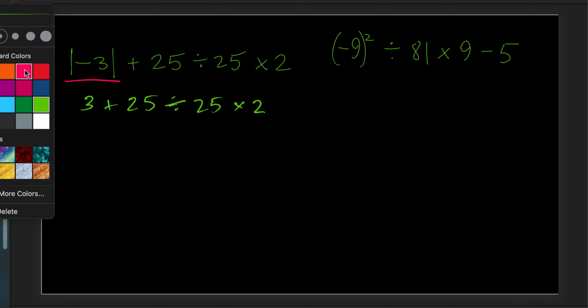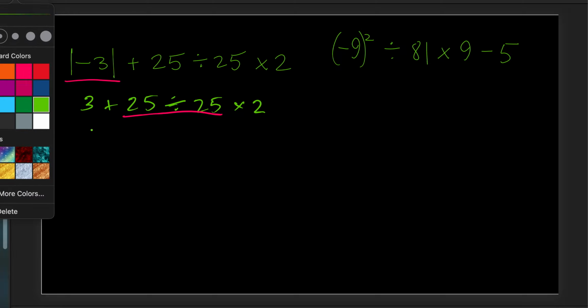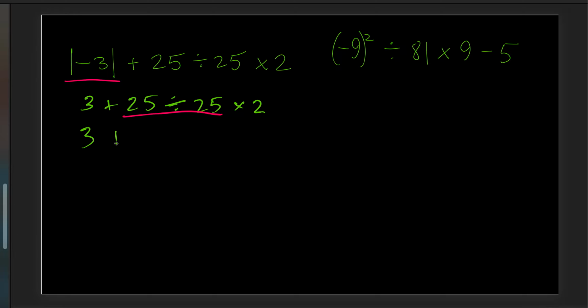So now what do we do next? We have addition, we have division, we have multiplication. So we have to do division next. Remember multiplication and division from left to right. So I'm going to write down this 3 plus sign. 25 divided by 25 is 1. Then times that 2.